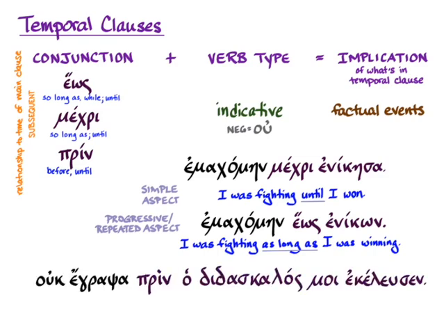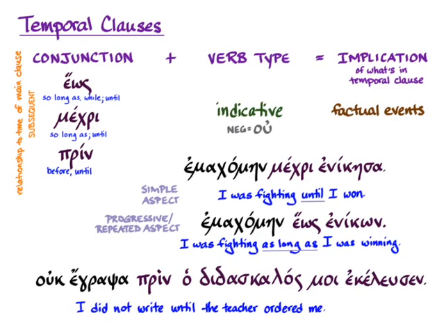We can also see how prin works here. Ouk egrapsa prin ho didaskalos moi ekeleusen. And we could translate that, I did not write until the teacher ordered me. So with the indicative, really the best way to translate prin is going to be until.